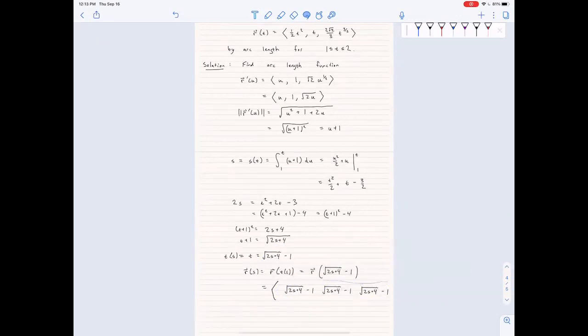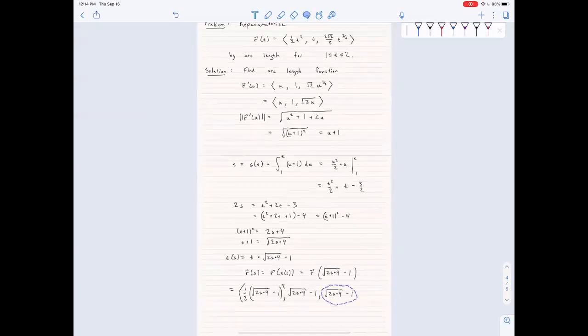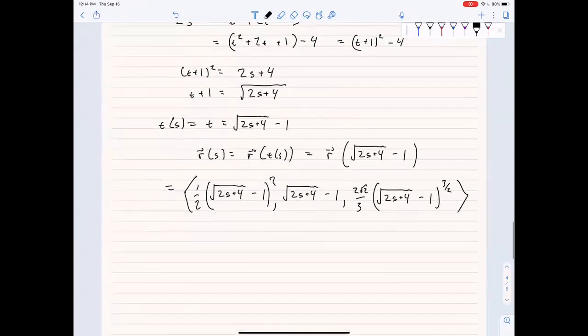I love this stuff. Give me some more room. Okay, so we just put this in. This is going to be 1/2 times this square. And then this is just what it is. And then I didn't give myself enough room. So I just take 2 times the square root of 2 over 3 times this to the 3/2. There we go. Done. How do people feel?